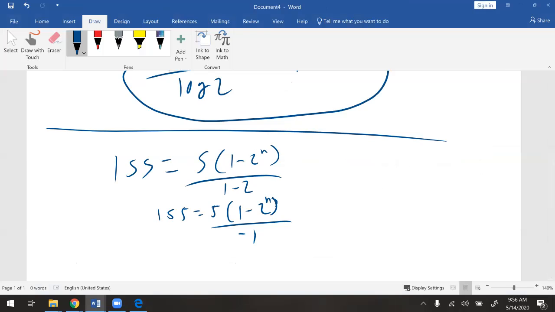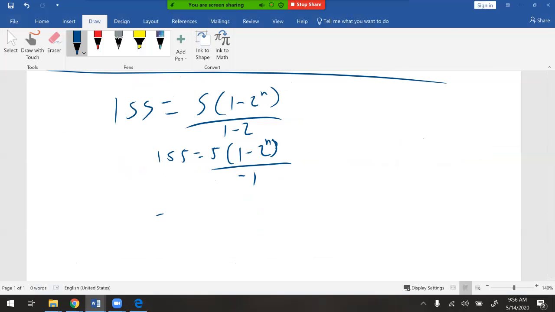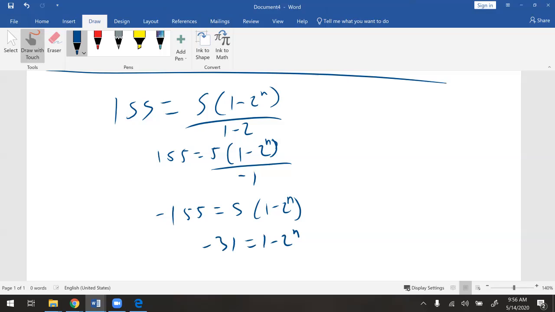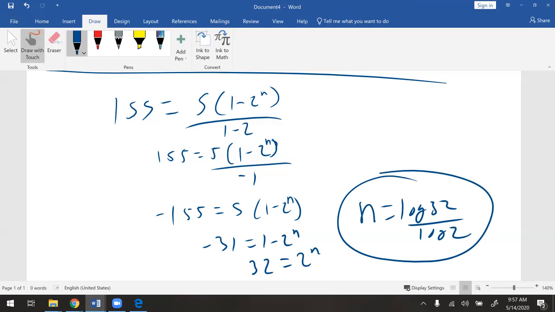When I cross multiply, I get negative 155 equals 5 times 1 minus 2 to the power of n. N is an exponent, my apologies there. I divide both sides by 5. Okay, we get negative 31 equals 1 minus 2 to the power of n. I'm going to move the 1 to the other side, then divide by a negative, so I get 32 equals 2 to the n. And since we've got an n right there, we can treat that as x. That means n equals log of 32 over log of 2. That's it. All there is to it.